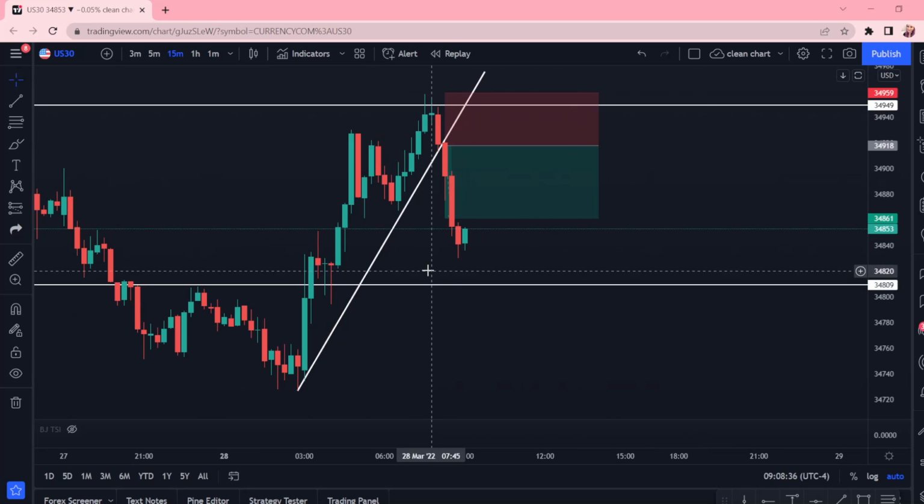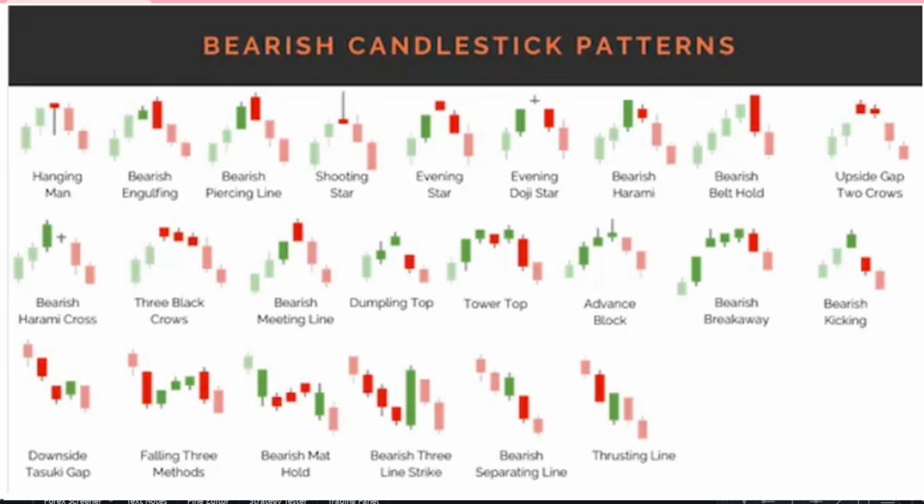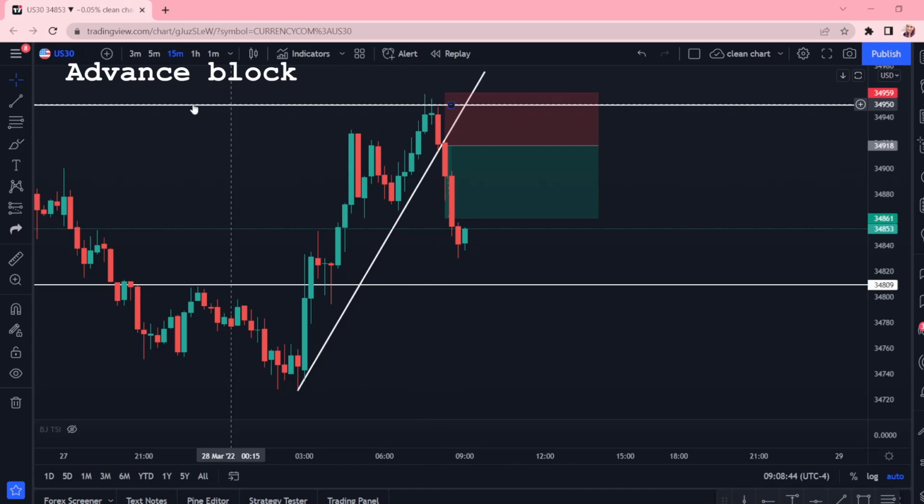This takes into account candle reading. So if you are somebody who understands candle reading, which I always say in my videos you should, this here is a signal of a reversal candle.